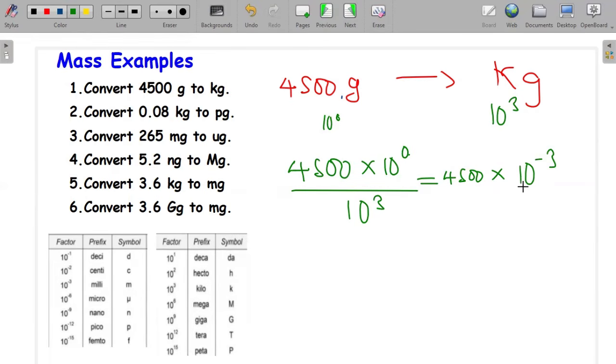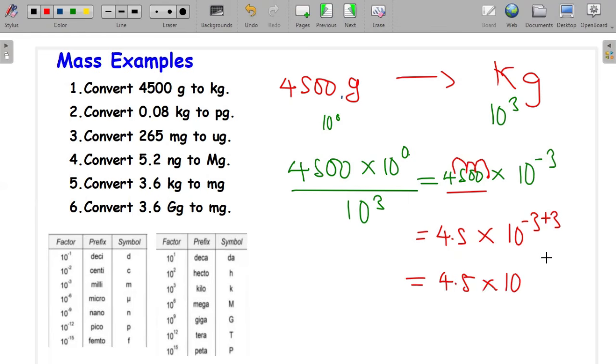Okay, and then if you want to put it in scientific notation, in this number, it means the decimal place is there. So I'm moving 1, 2, 3 times. So that would be 4.5 times 10 to the power minus 3. And then I've moved 3 times to the left, so I'm going to add plus 3. So that will just be 4.5 times 10 to the power minus 3 plus 3. That is 0. So this will just be 4.5 what? Kg. Okay, so 4,500 grams is the same as 4.5 kg.